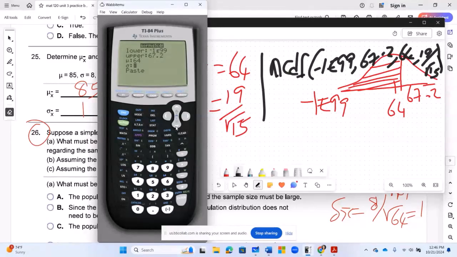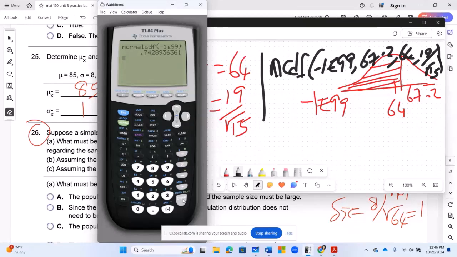And the standard error is 19 over square root of 15. So 19 divided by square root of 15. And I'm going to put 15 here. When I close parentheses and I hit enter, my answer is 0.743 to 3 decimal places.